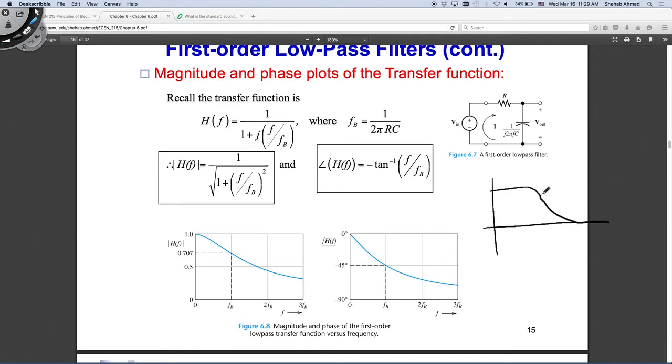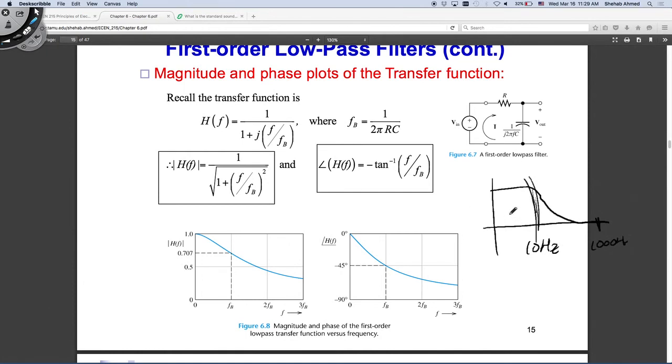I want the gain at high frequency to go very low. If this thing I'm hearing is 1,000 hertz, I want 1,000 hertz to be 0. I don't want to hear it at all, right? So I will make FB closer to what? Maybe 10 hertz, so that 1,000 is up here, completely attenuated.